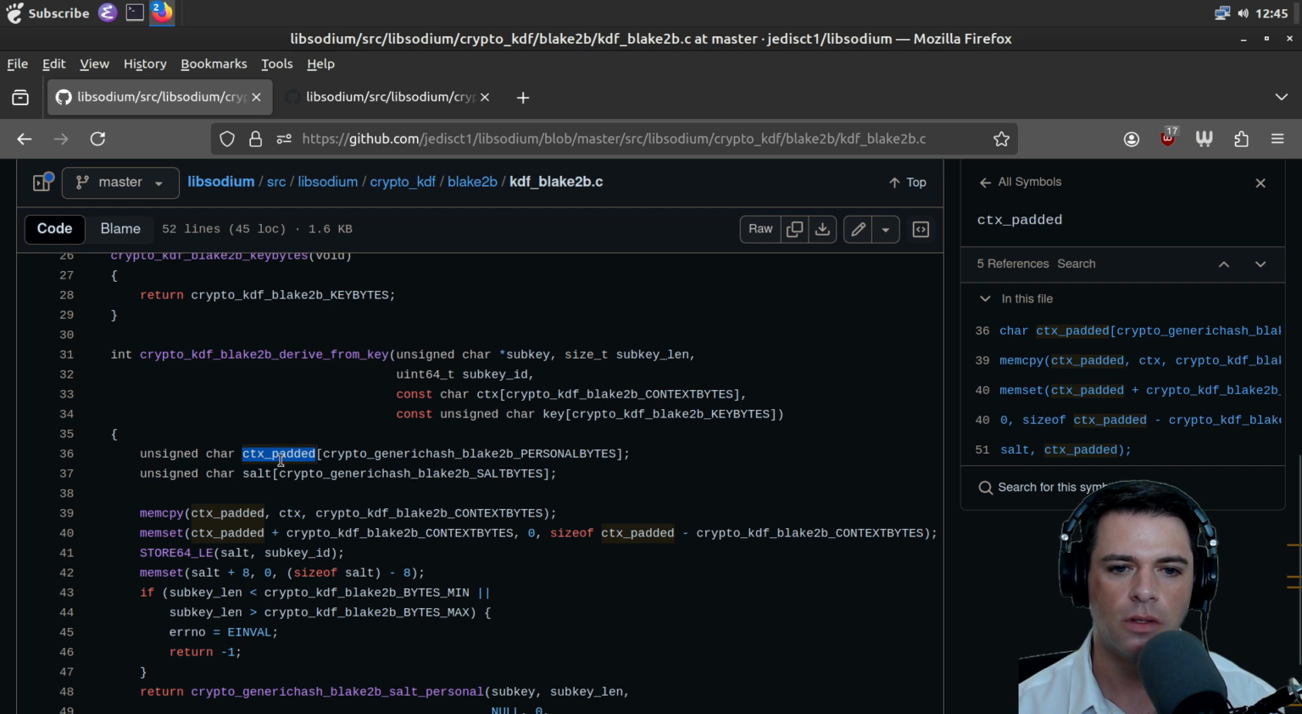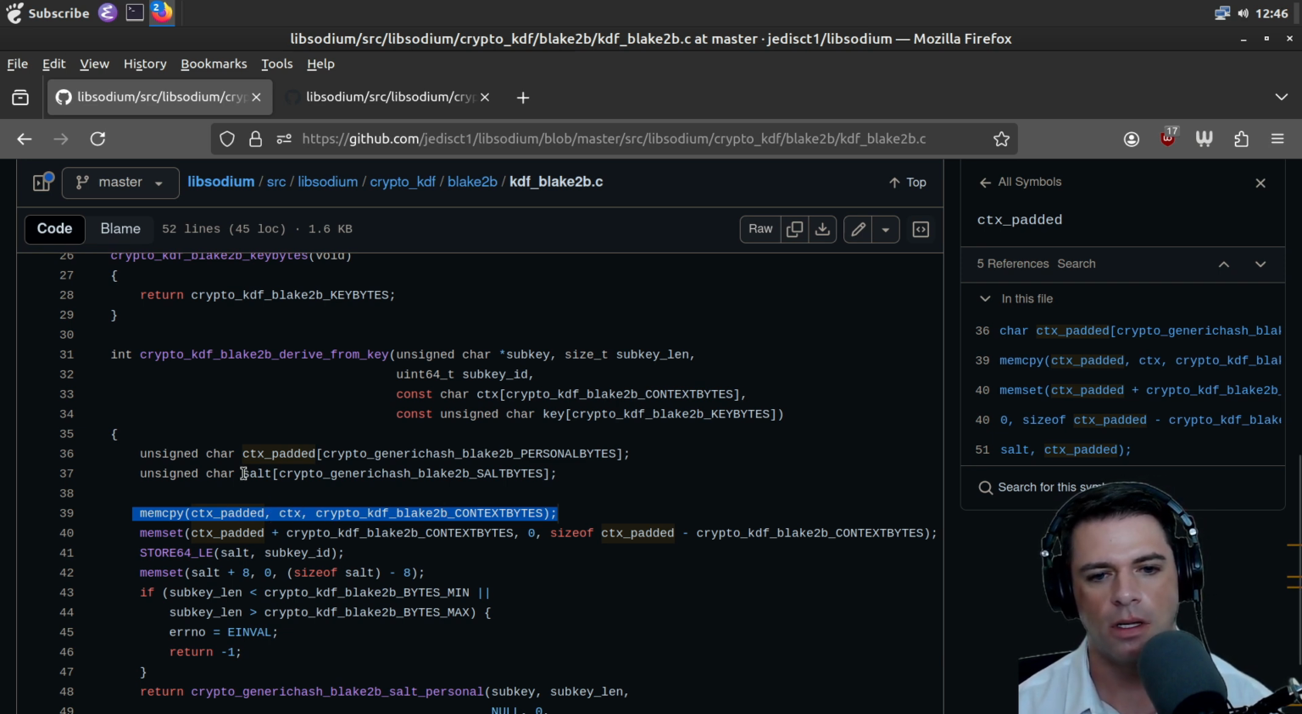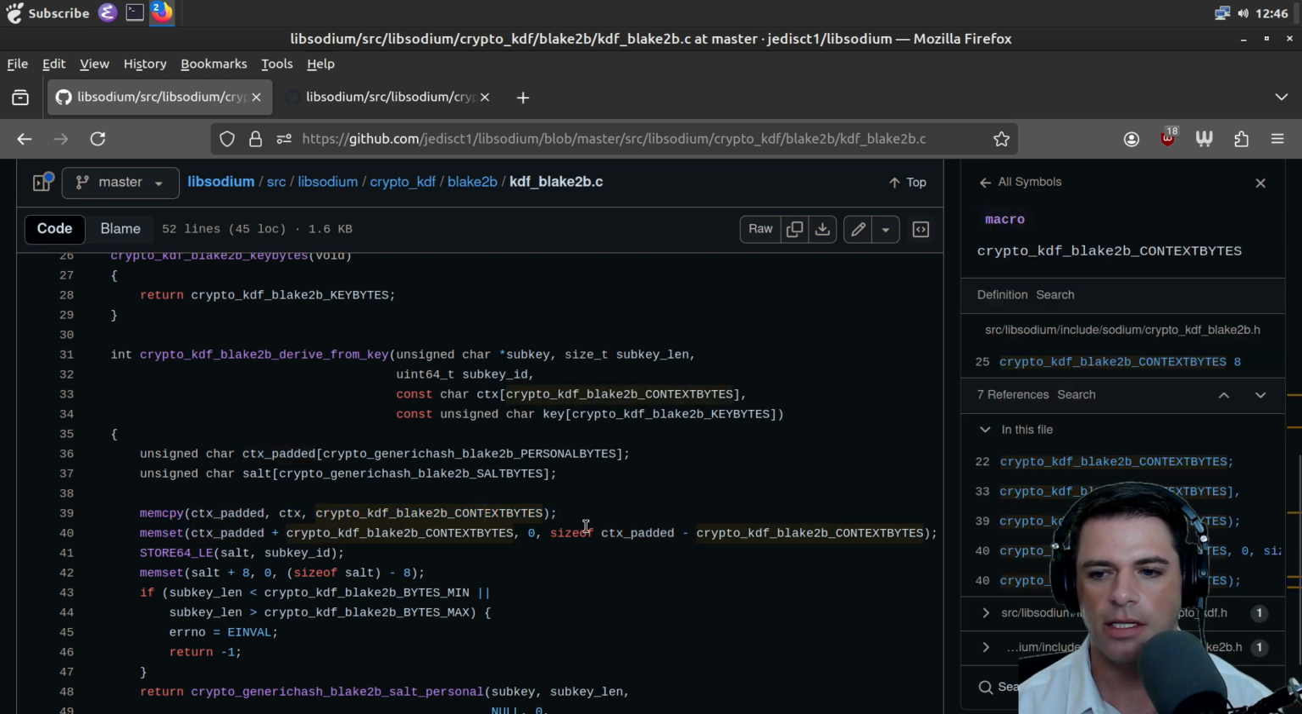So we've got this. We're going to create a thing for padded context and a salt. And we're going to use memcopy to copy the context into the padded and then set the remaining memory to, I guess, 0. And then whatever the store LE is, maybe LE is endianness, big versus little, maybe store 64 little endian salt subkey ID.